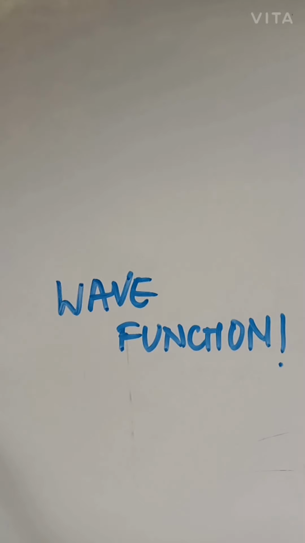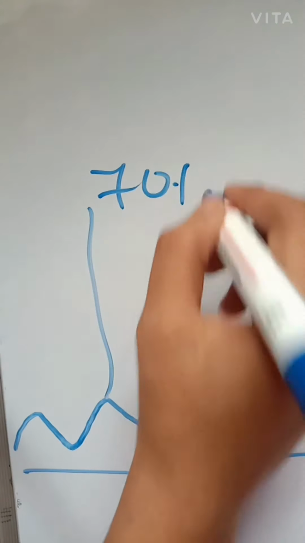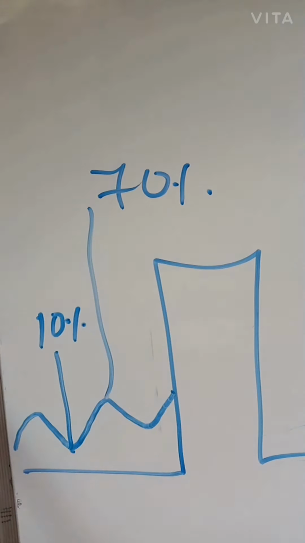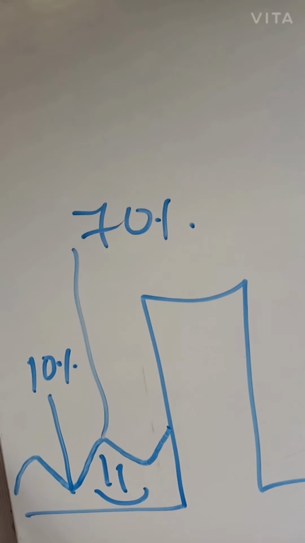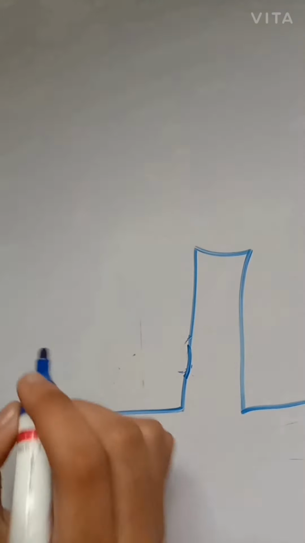But no worries, we have our wave function friend. The wave function allows us to find the probability of where the electron can be. Like here you have a 70% probability, then you have just 10%. A wave function is denoted by the Greek letter psi.